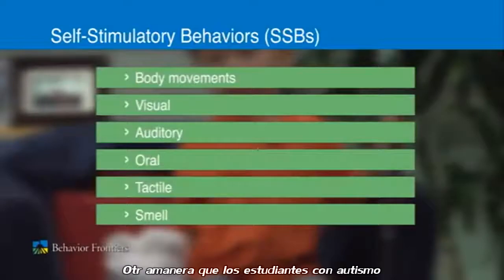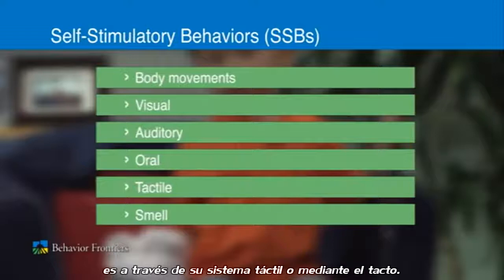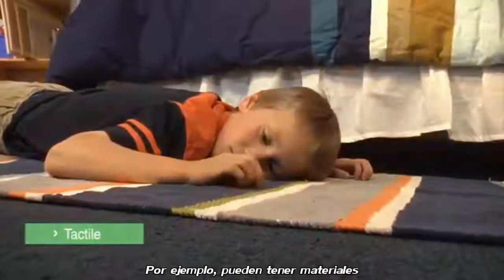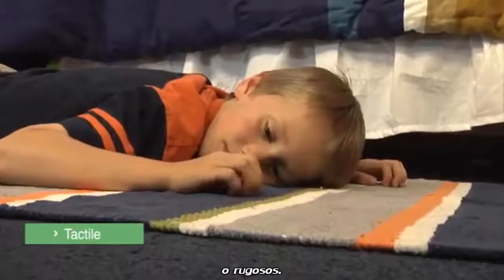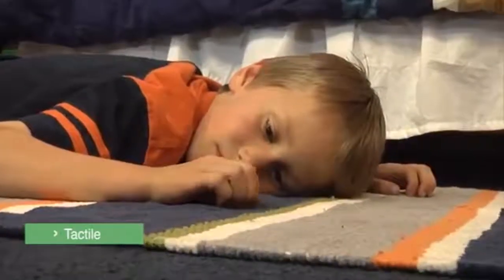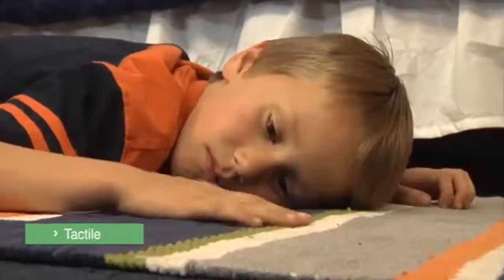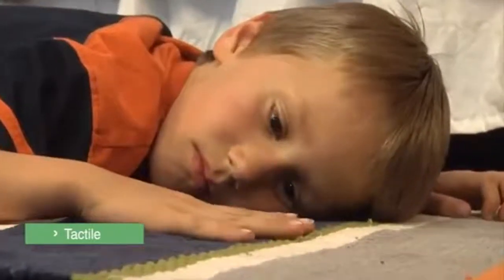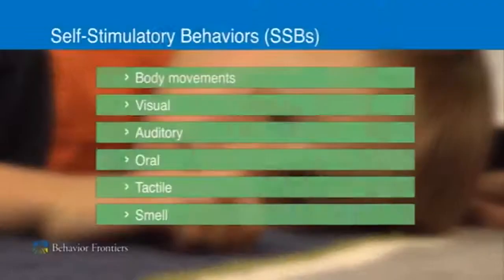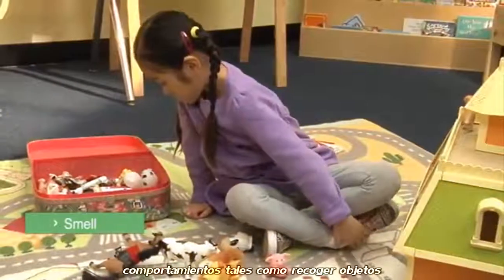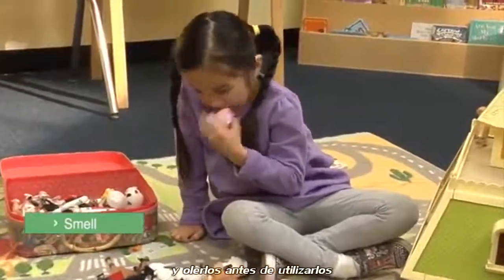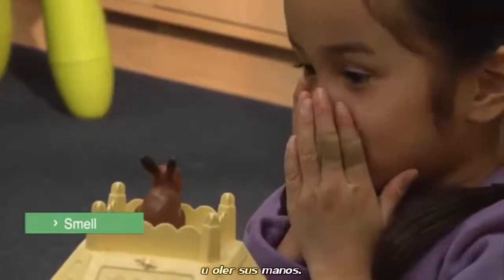Another way that students with autism may gain sensory input is through their tactile system or through touch. For example, they may have favorite materials to touch, such as soft or fuzzy items. Finally, students with autism may gain sensory input through repetitive smelling behaviors, such as picking up items and smelling them before using the items, or smelling their hands.